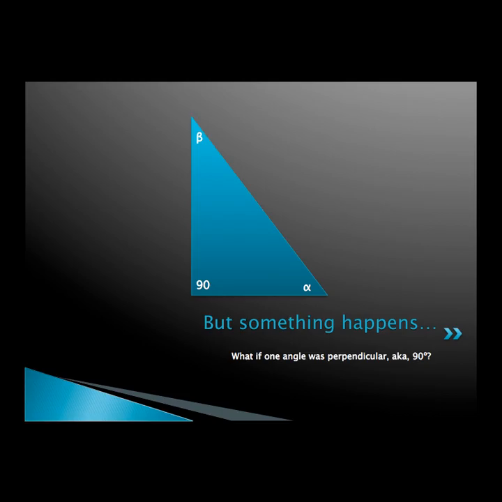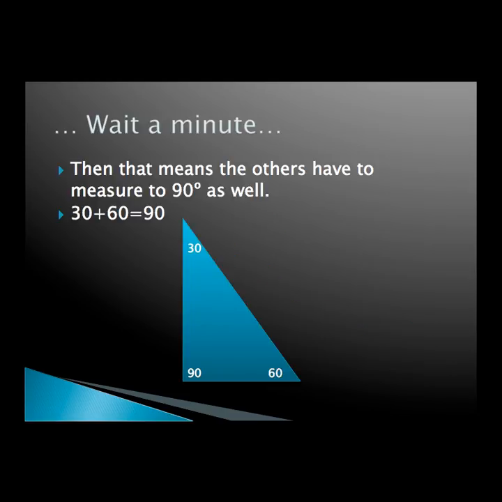But something happens when we make one angle 90 degrees. What happens is we get a summation of 90 degrees in the other two as well. Now you'll notice that opposite of the 90-degree angle is a side that we know as the hypotenuse.